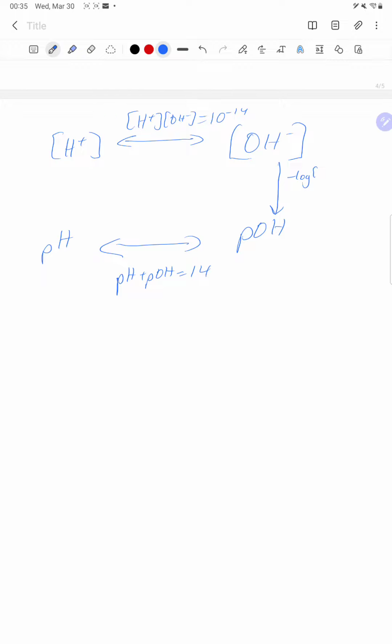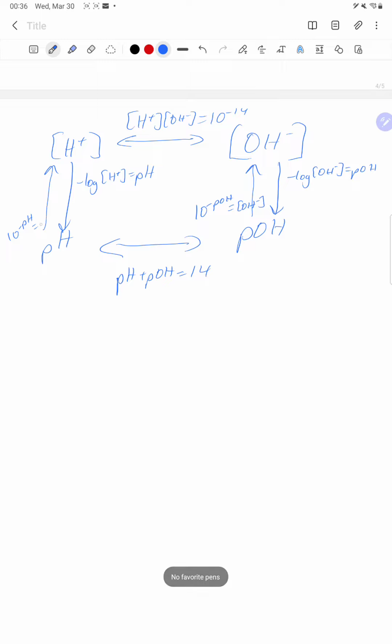So negative log of the OH is equal to pOH. Do the same thing on this side. So the negative log of H plus or H3O plus is pH. And then to go the other direction, we have 10 to the negative pOH equals OH. And to go up, we have 10 to the negative pH equals H plus. Cool. We have another version of this chart where everything just gets copied back over, but we just replace the variables.